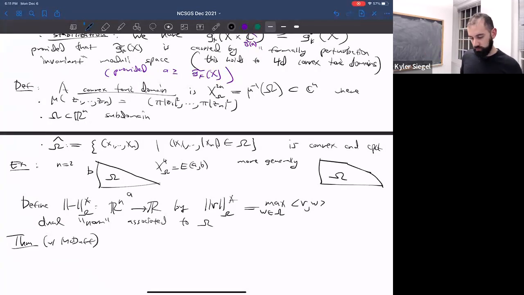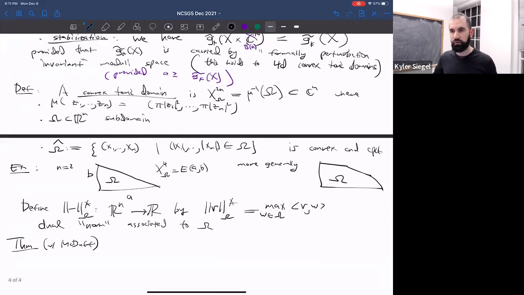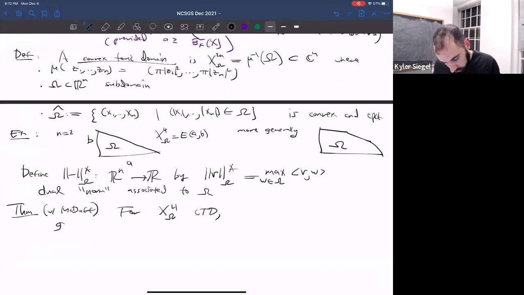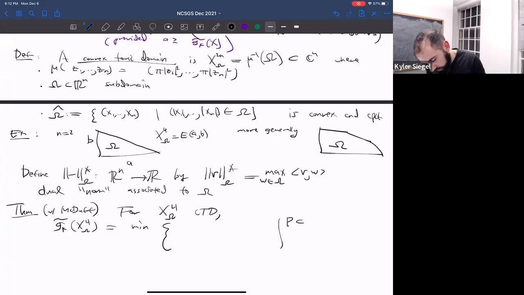So this is just a computation of this GK tilde capacity for four-dimensional convex toric domains. So let X omega 4 be a convex toric domain. Then its GK capacity can be written as follows. So we're going to look at convex lattice polygons.